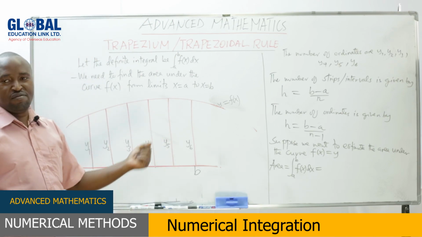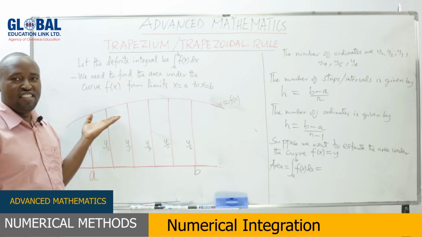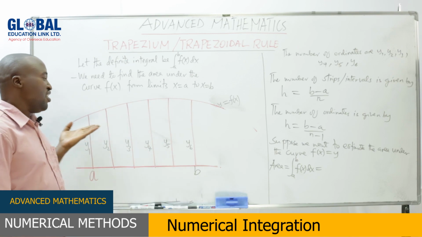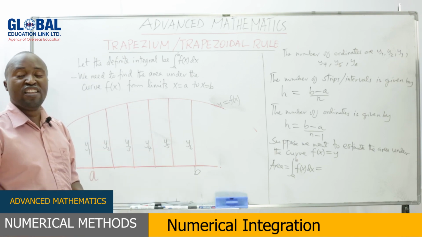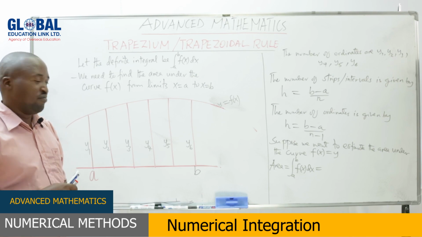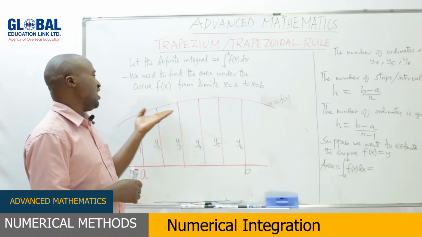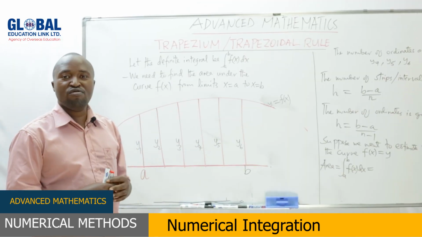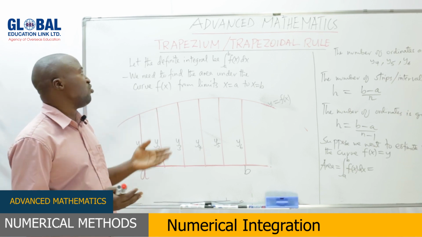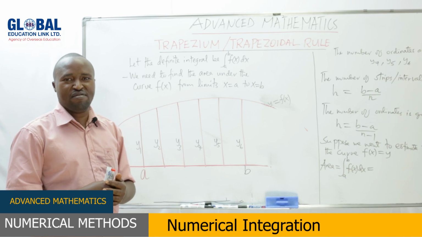which will be the same as the area of these trapeziums. Because if we draw a straight line at the top of these ordinates, we are going to have a number of trapeziums. That is why it's called the trapezium rule. And you know the area of the trapezium.